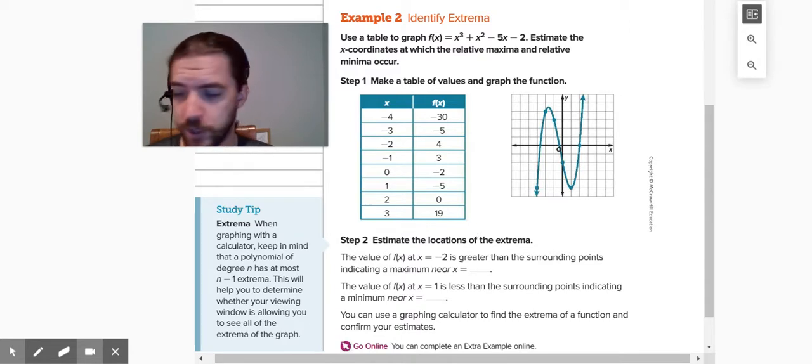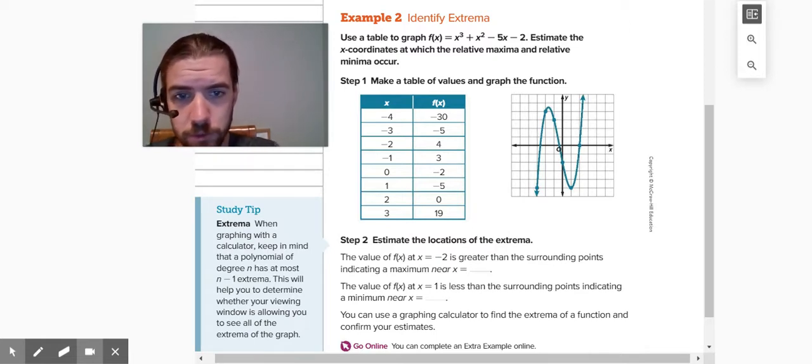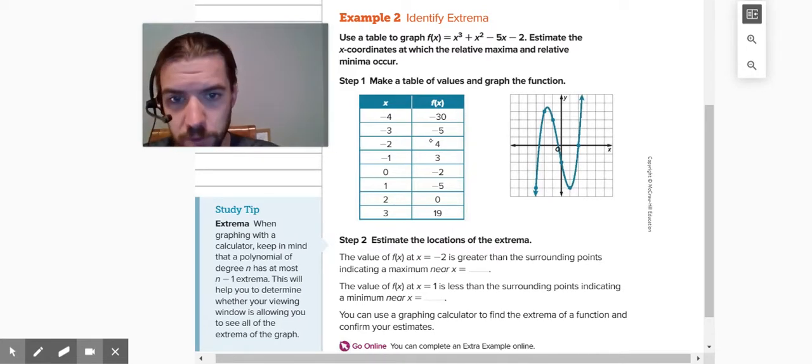The graph does not have room for that, so we're only seeing the graph that's charting points from -3 on to +2, and that becomes 6 different data points: -5, +4, +3, -2, -5, and 0. Okay, so once you have a table in the graph of your function, you're going to estimate the locations of the extrema. So you can see that the value of f of x at x equals -2 is greater than the surrounding two values. Okay, so we are saying to look right here.